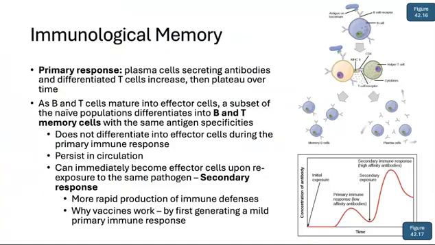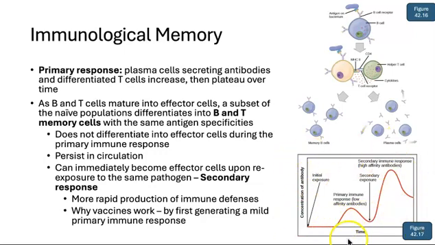And I've mentioned the immunological memory beforehand, but now let's talk about it in the sense of both our memory B and memory T cells working together. So when we first get infected with a pathogen, that's called our primary response. We're going to have our plasma cells develop and secrete antibodies, and the differentiated T cells will start to increase. And then what happens is they start to plateau over time.